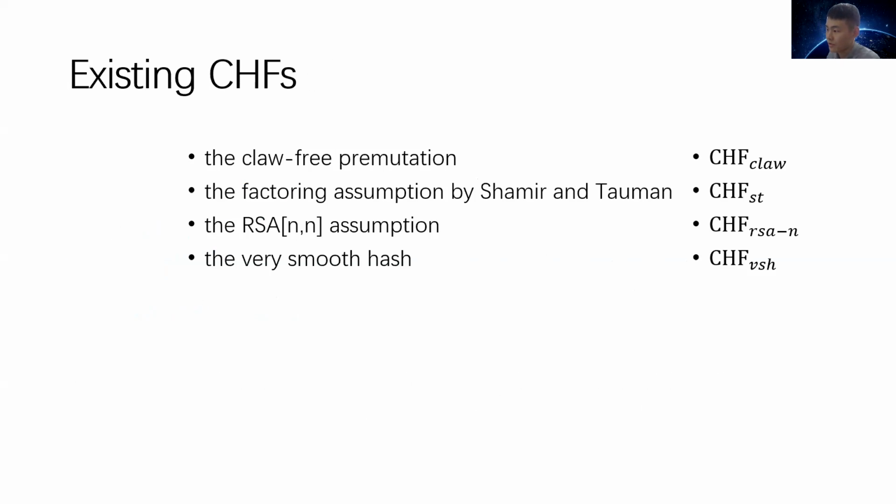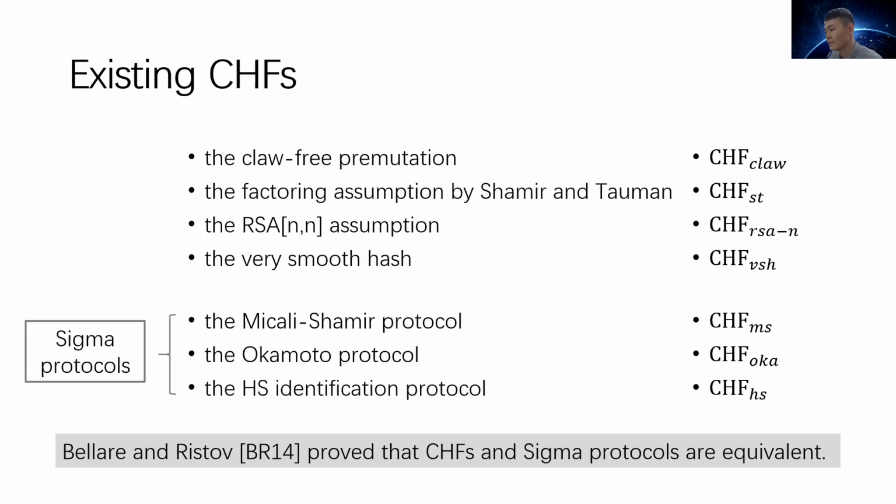Chameleon hash functions were introduced by Krawczyk and Rabin in 1998. For decades, numerous constructions of Chameleon hash functions have been proposed. For example, CHF from claw-free permutations, CHF from the factoring assumption, CHF from the RSA assumption, and CHF from verifiable smooth hash. In 2014, Bellare and Ristov proved that Chameleon hash functions and sigma protocols are equivalent. Due to this equivalence, many new Chameleon hash functions are obtained from well-studied sigma protocols like the Micali-Shamir protocol and the Okamoto protocol.